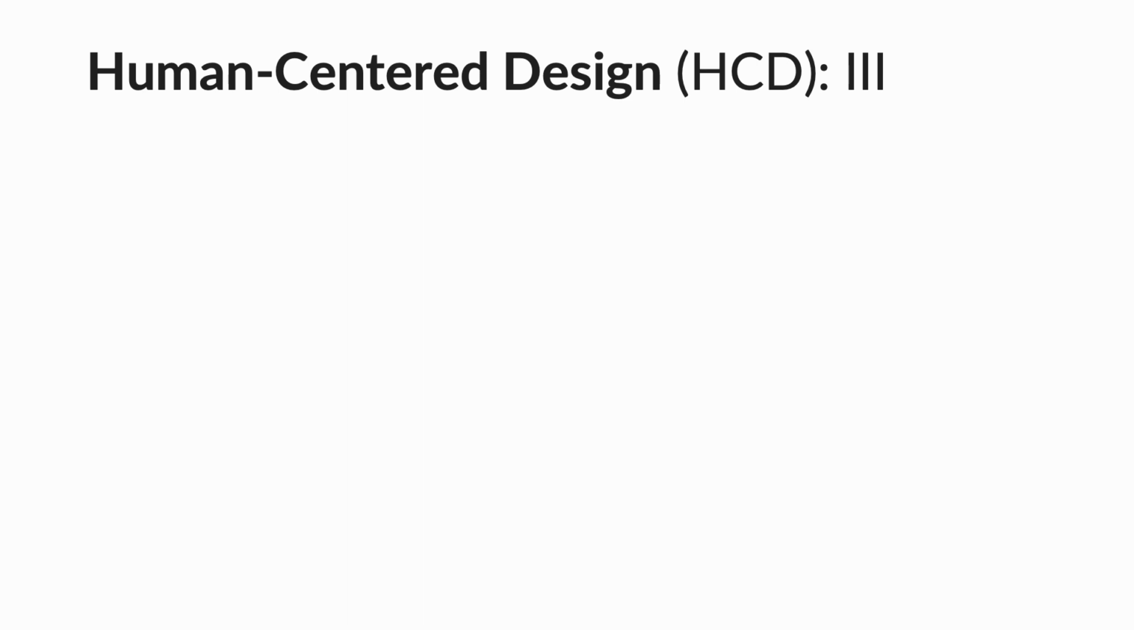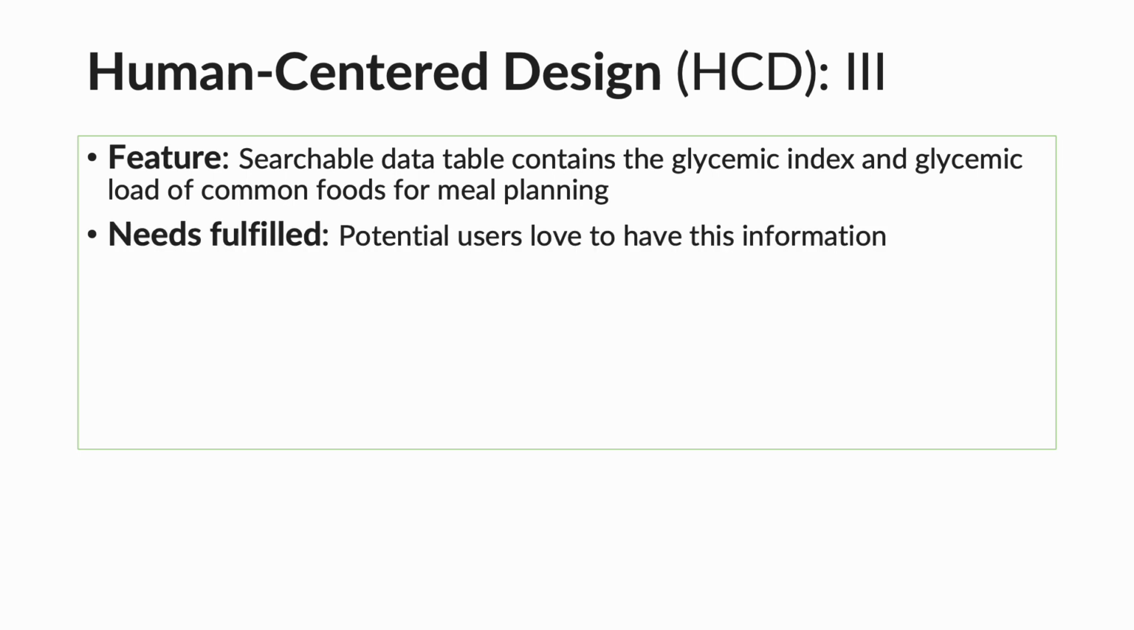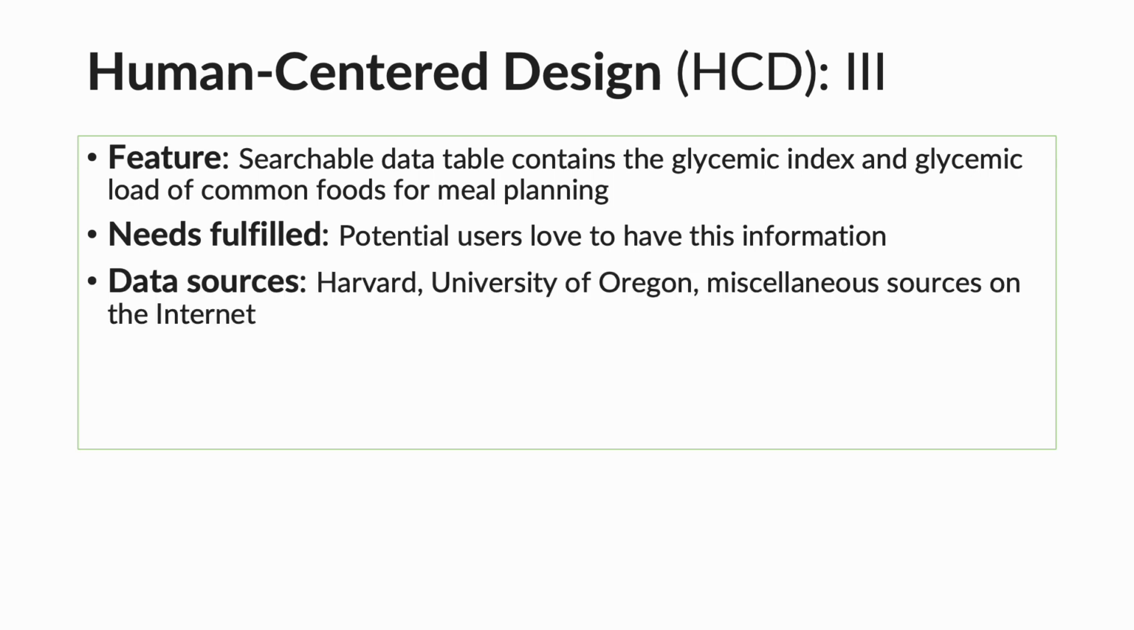The third HCD feature of my app is the use of a searchable data table which contains the glycemic index and the glycemic load of common foods for meal planning. This feature fulfills the needs that many users really love to have this information. The data sources I use for this feature include data tables from Harvard University, from the University of Oregon, and other resources on the web.